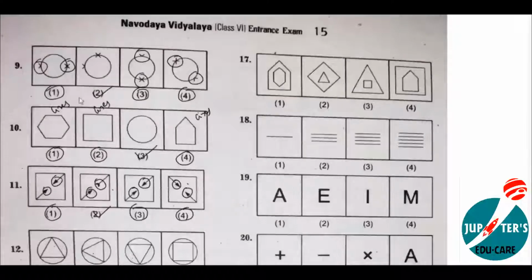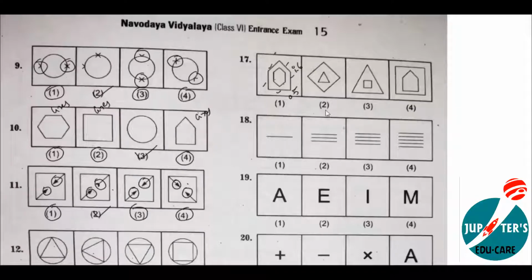In our last class, in this self-practice, we completed up to the 16th question. Now we will start from the 17th. In question number 17, first option, how many sides do we count outside? 1, 2, 3, 4, 5. Outside we have 5 sides. Inside 1, 2, 3, 4, 5, 6. Inside is 6 sides, outside is 5 sides.